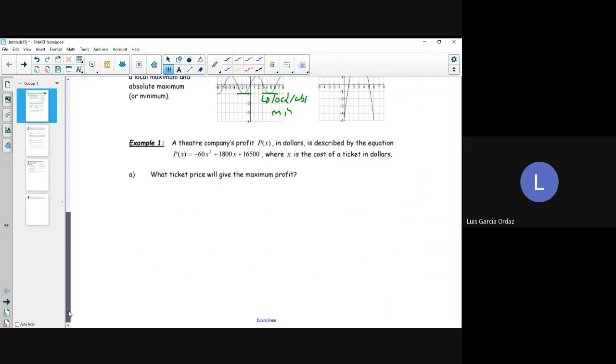So we're going to have to put this in vertex form, so in the form of P(x) = a(x − h)² + c. So we need to start off by factoring. So we have P(x) is equal to negative 60 x squared minus 30x plus 16,500.